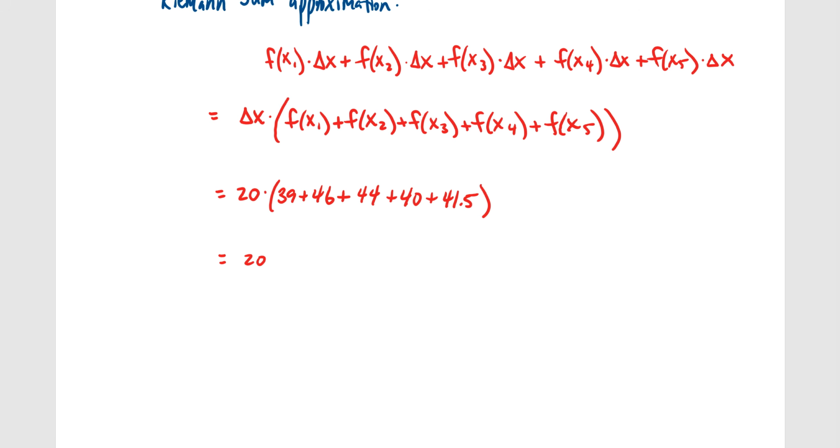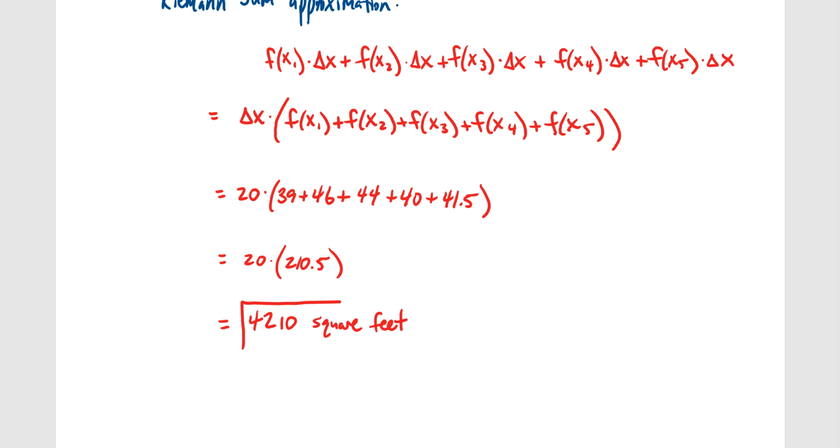So 20 times 210.5. And we apply those two together and we get 4,210 square feet. So this is an area approximation, so it should be in square feet. You could label it feet squared like that if you want, however you want to do it.